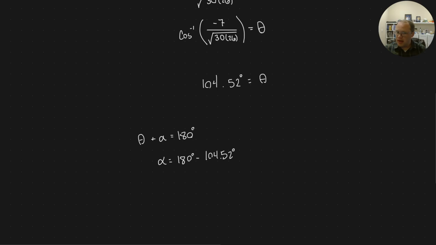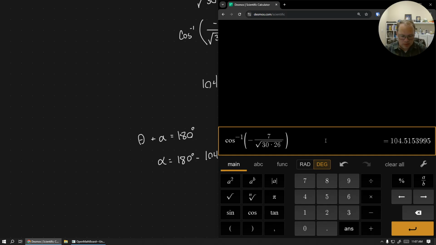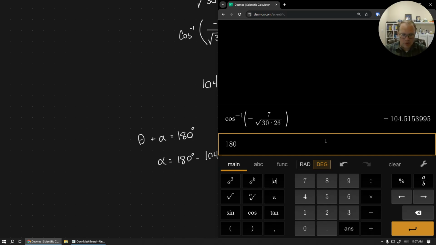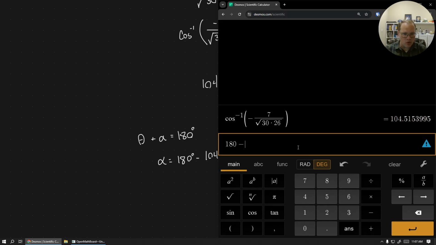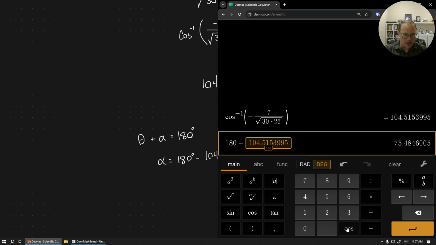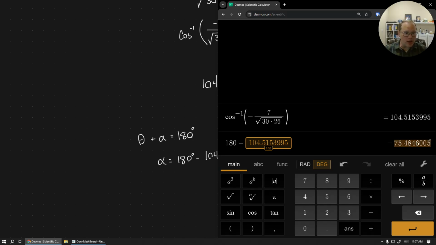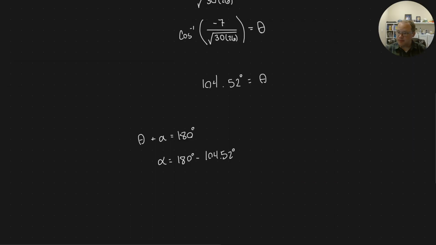Okay, so let's plug that into my calculator. So I'm going to do 180 degrees minus, and then I want the previous answer, this number that I just calculated. So I could copy and paste it, or I could just press the answer button and it will plug in the previous answer for me. And so the acute angle between the two planes is 75.48 degrees, rounded to the second decimal.